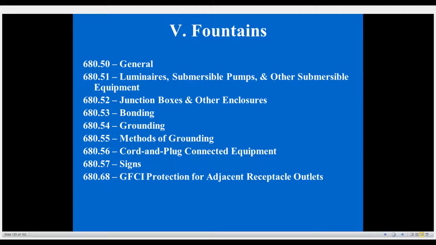All right, so here's what we're going to deal with. We're going to deal with Part 5, dealing with fountains. We're going to talk about the general requirements. We're going to talk about luminaires, submersible pumps, and other submersible equipment that has to do with fountains. Junction boxes and other enclosures that are associated with fountains. You're going to see a lot of these are going to send you back to other areas of the code, just for clarity. You've got some grounding requirements, and some of the methods to achieve those grounding requirements. We've got cord and plug connected equipment, signs that are associated with it, and GFCI protection for the adjacent receptacle outlets that might be near these fountains. Okay, so let's just jump in.